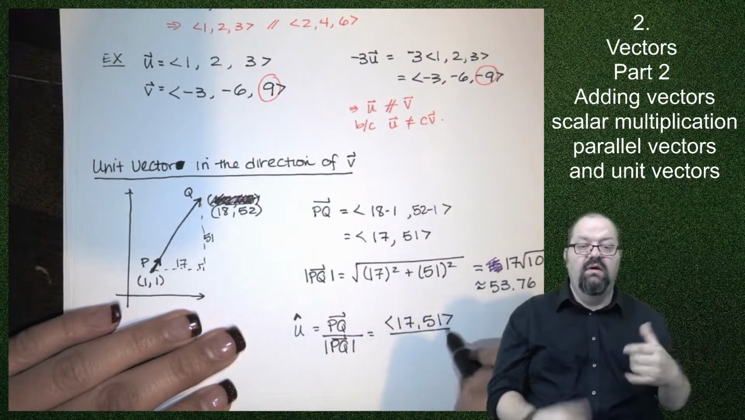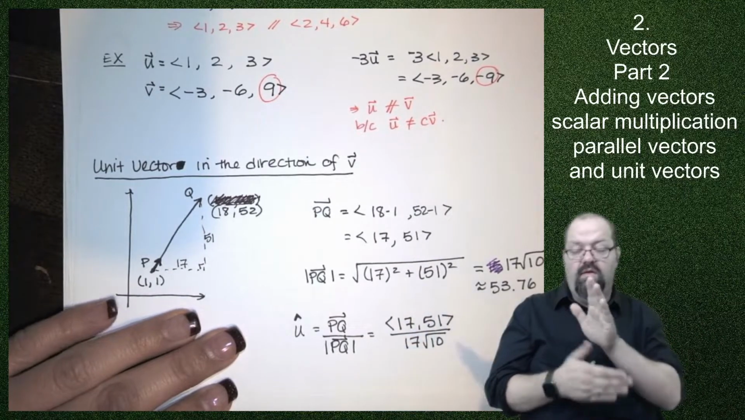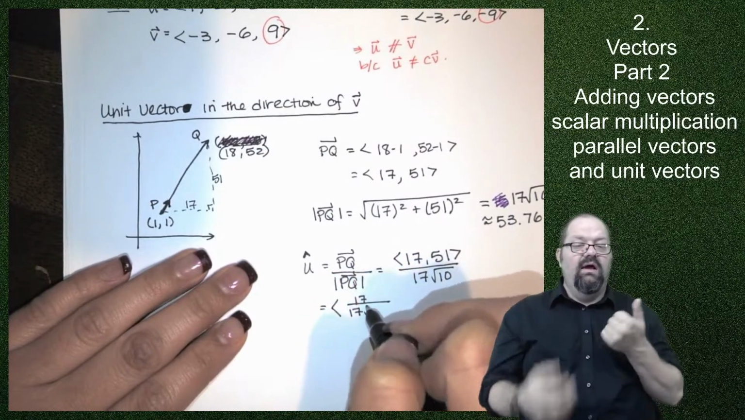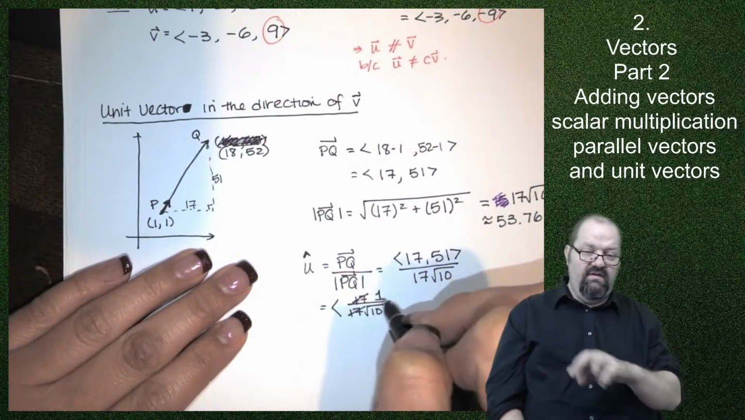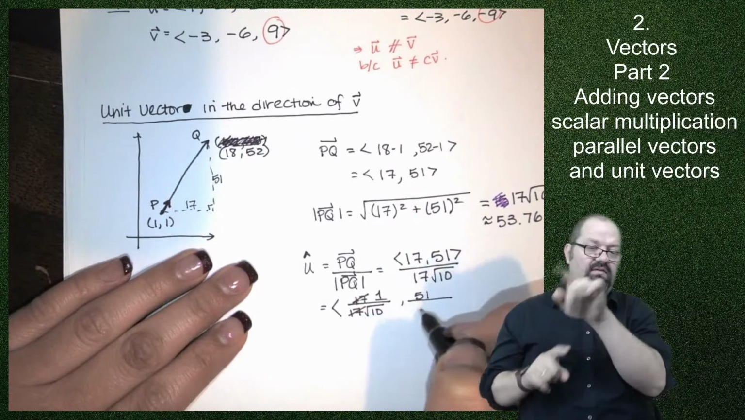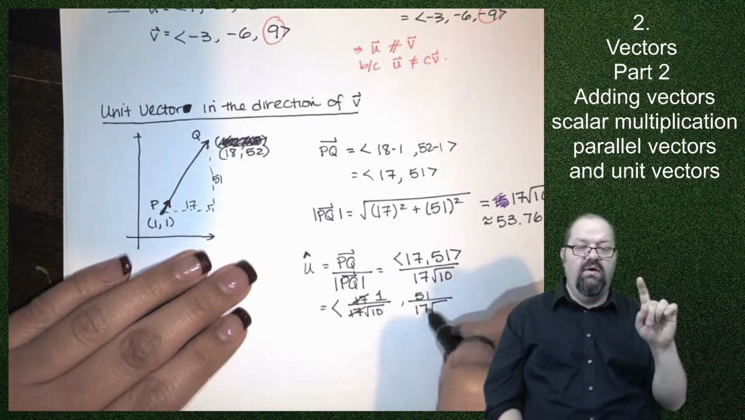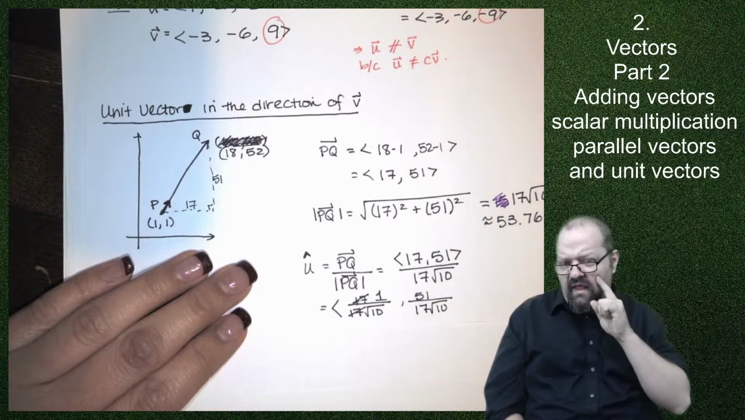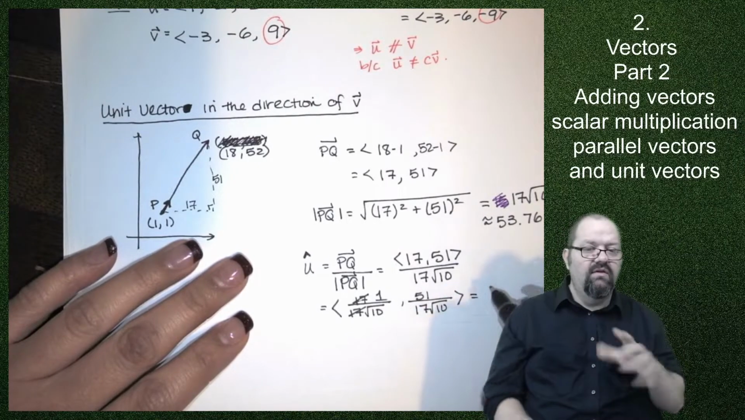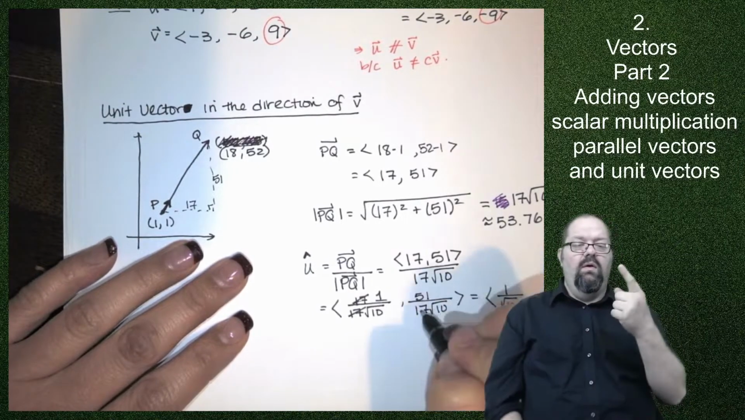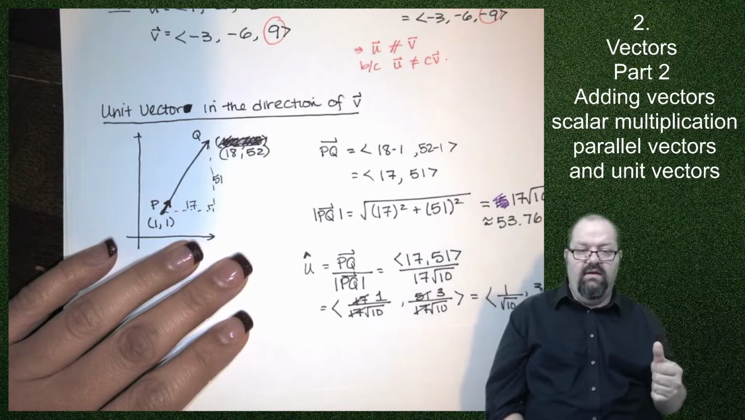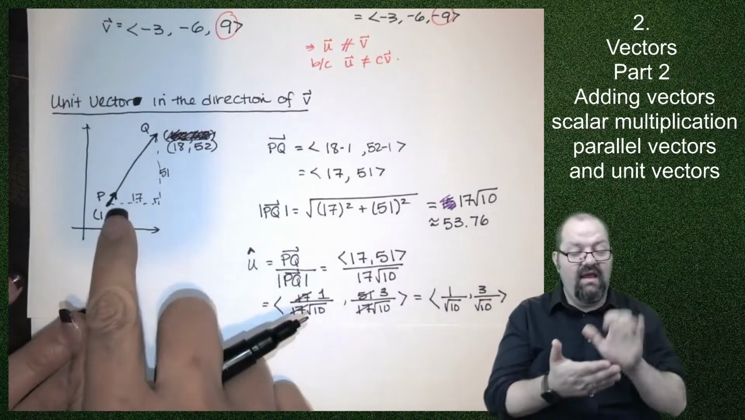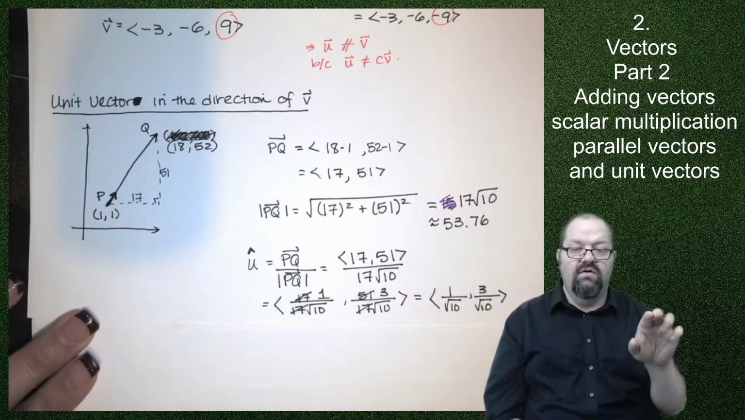So I take PQ, I divide by the length of PQ. I'm dividing component by component, just like when you're multiplying by a scalar. We end up with 17 over 17 times the square root of 10. Those 17s reduce. And 51 over 17 times the square root of 10. I don't think 51 is divisible by 17. Oh, it is, by 3. So I get 1 over square root of 10 and 3 over root 10. That is the vector that points in this direction that is exactly 1 unit long.